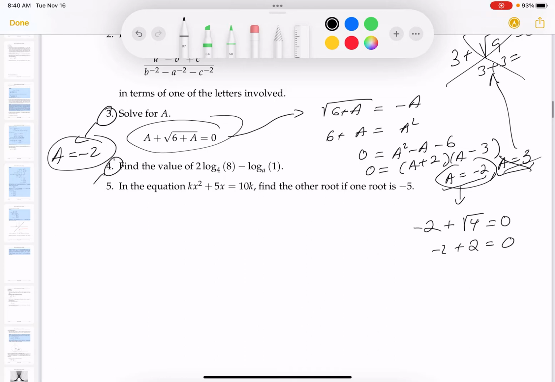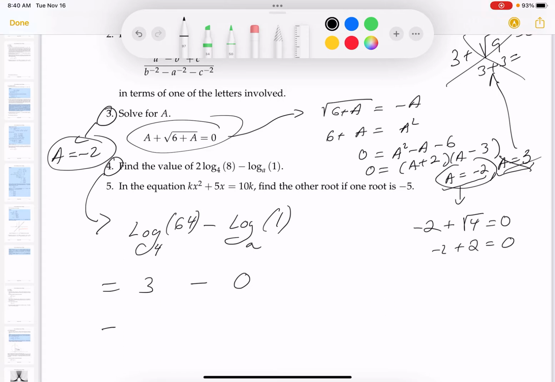I'll go to the key in a moment. I want to do 4. It looks like a simple problem for me. It's a log problem, and they want to find the value of this. So it's log base 4 of 8 squared, which is 64, minus log base A of 1. Again, it looks like really low-hanging fruit because 4 to what power gives you 64? That would be 3. 4 cubed is 64. 4 times 4 is 16. 4 times 16 is 64. Minus, well, A raised to the power 0 is going to be 1, so this would be 0. So what do you get over there? 3.